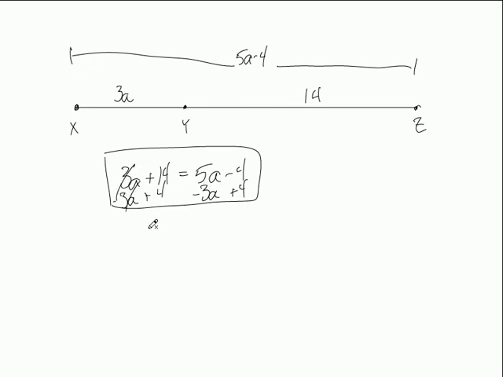All right, so look what happened. That canceled out. What do we get here? 18. What do we get here? 2a, and that thing canceled out. Divide both sides by 2, and then a equals 9. Okay.